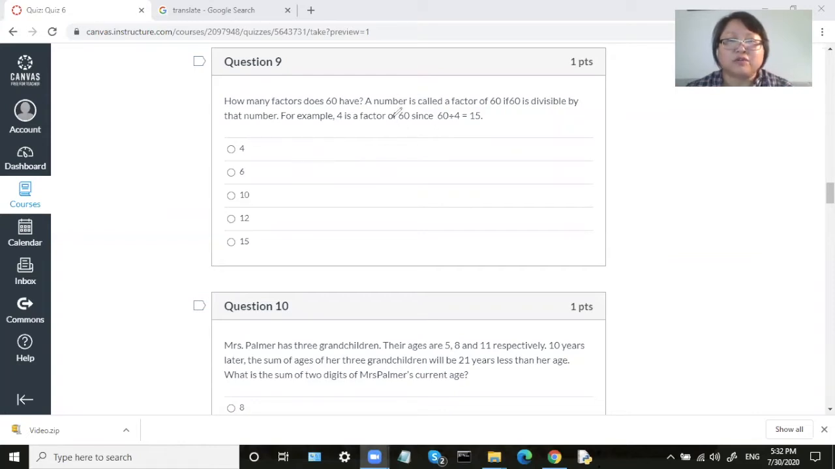Problem 9, how many factors does 6 have? Let's recall the definition of factor. A number is called a factor, for example, of 60, if 60 is divisible by that number. So like 4 is a factor of 60. Why? Because 60 divided by 4 equals 15. So as we know, factors for a number usually come as pairs. So for example, 60, if divided by 1, we have 60. So these two numbers, 1 and 60, are factors of 60.